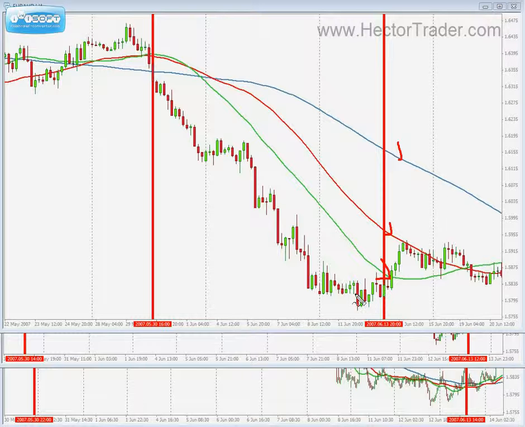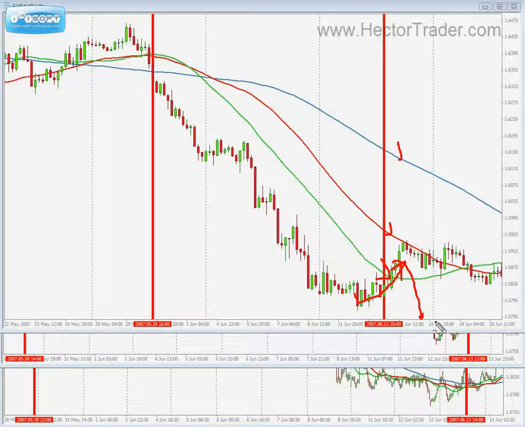Okay, so upon this pullback, we might be tempted to begin searching for short opportunities for a whole new swing to the downside. However, this is a mistake, and the reason it is a mistake is because we were not looking into this trend on the right time frame. This was not a 4 hours time frame. This was a 1 hour time frame.